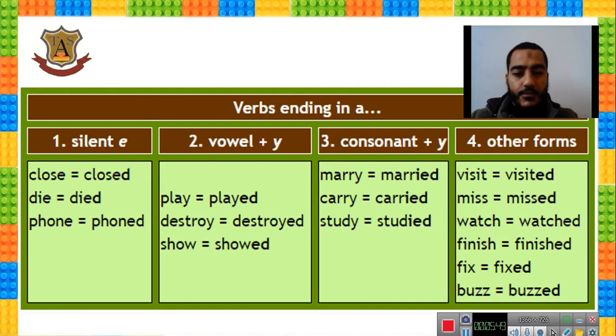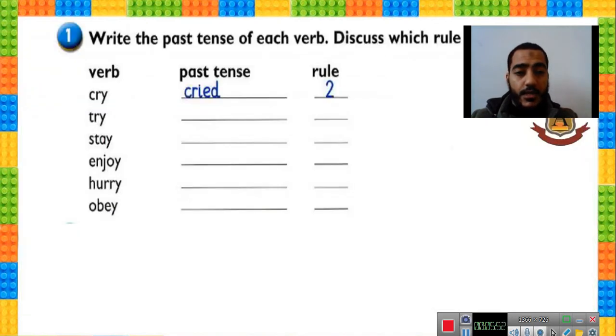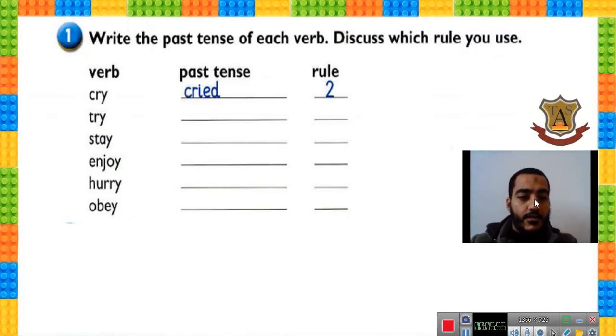Okay, so now, this is in your language book. Let's try to open it, please. Remember the rules. Rule 1 was vowel plus y. Rule 2, consonant plus y. So here, write the past tense of each verb. Discuss which rule you use. Here you change the verbs into the past simple tense. Then here write which rule it is, 1 or 2.